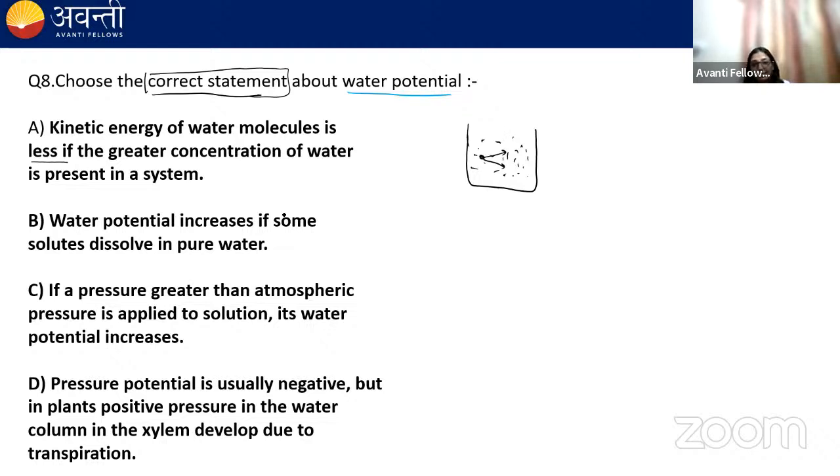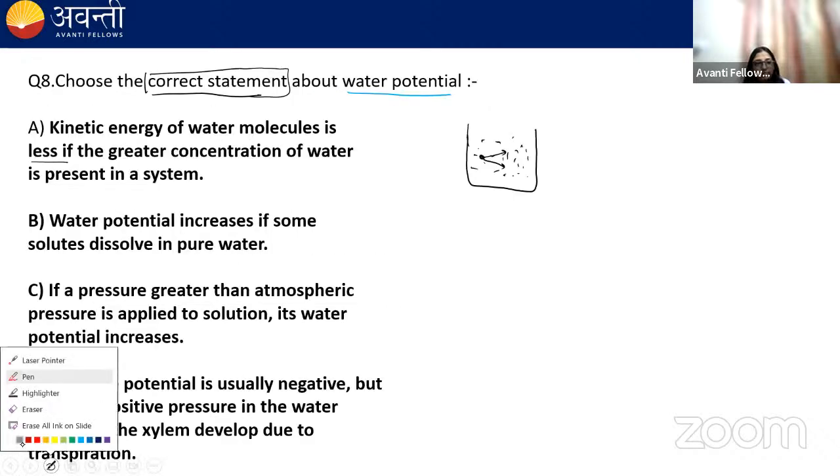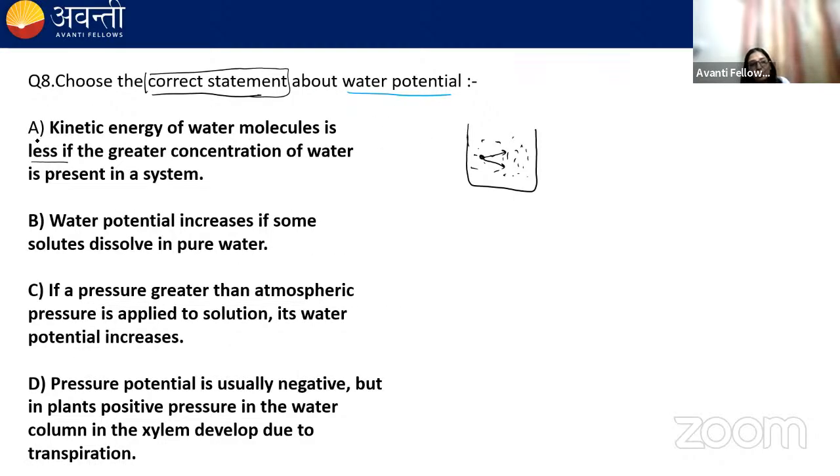Okay. All right, students. So first option is incorrect. Why is it incorrect? Because the kinetic energy of the water molecule is greater. Here it is written less. So the kinetic energy of the water molecule will be more if the concentration of water present in the system is greater. If this beaker will have a lot of water molecules, kinetic energy will increase. It is not going to decrease. It will decrease when we add the solute.